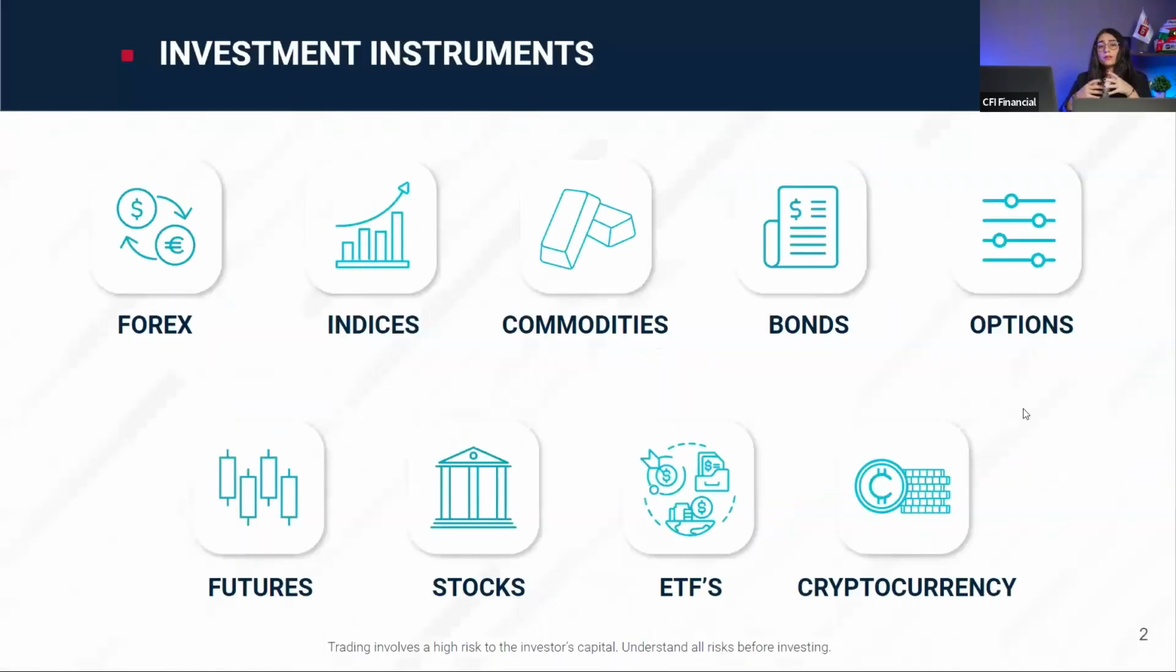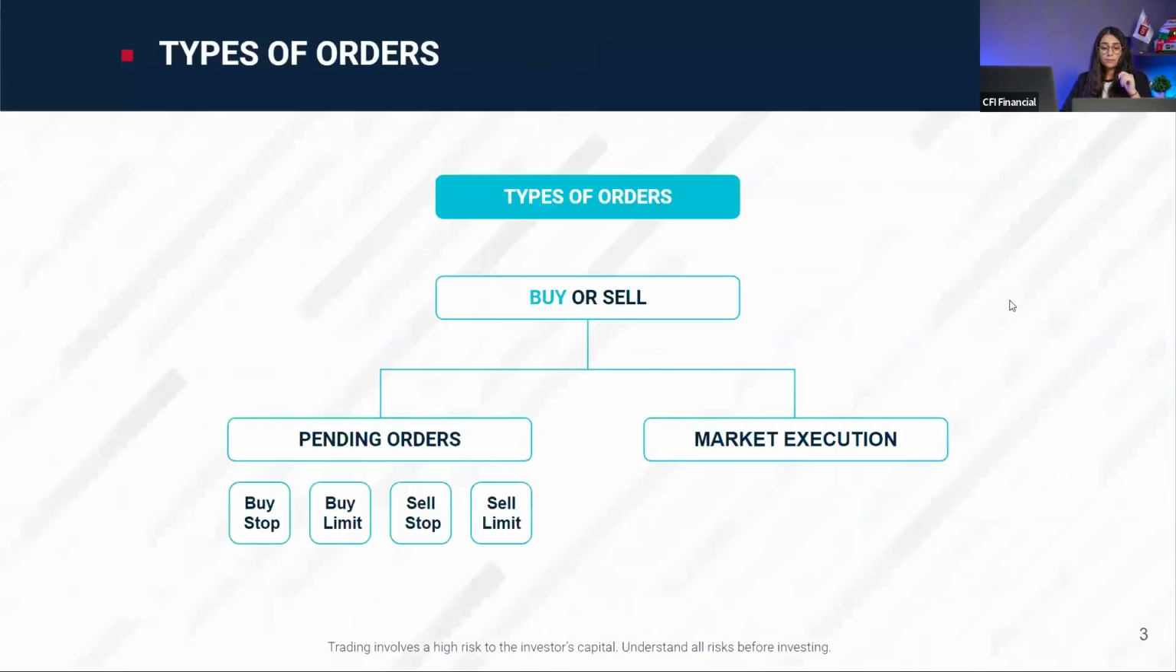So before exploring the MT5 platform, as you can see on the screen, those are the investment instruments that we offer in CFI. And at the same time, we're going to be passing through some points that you really need to know before entering the MT5 platform. So the first thing that I'm gonna be talking about are the types of orders that you are able to place or apply on the MT5 platform.